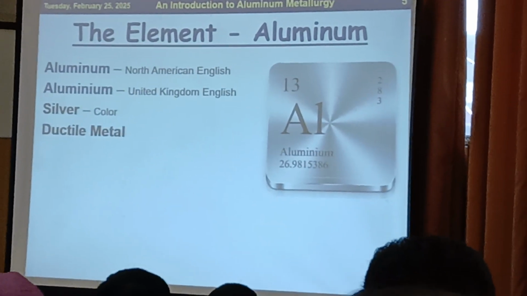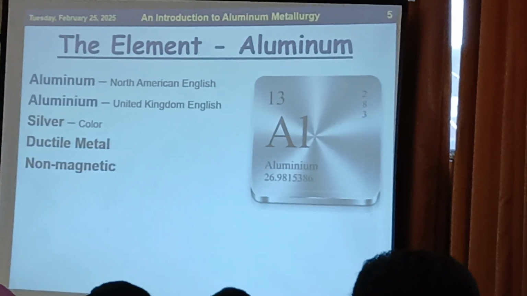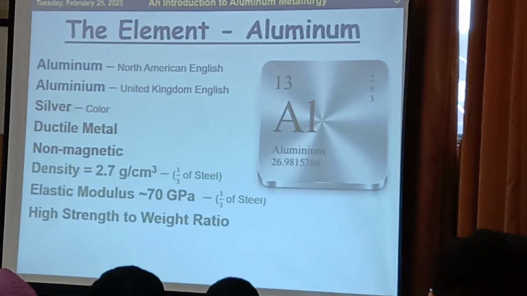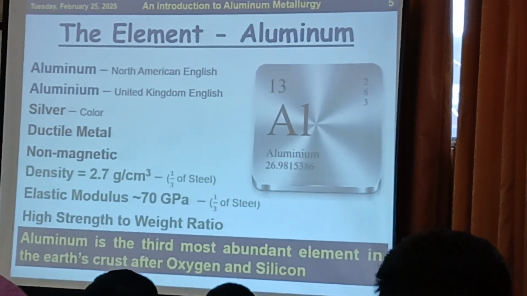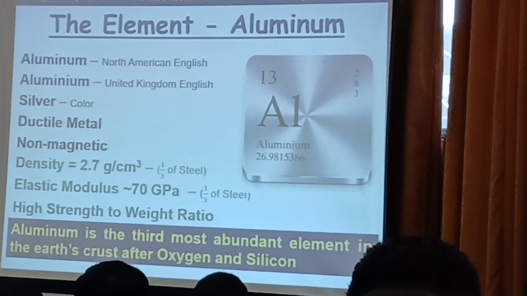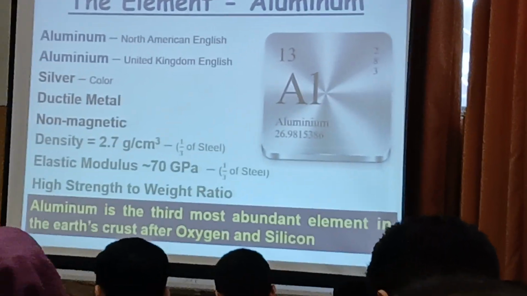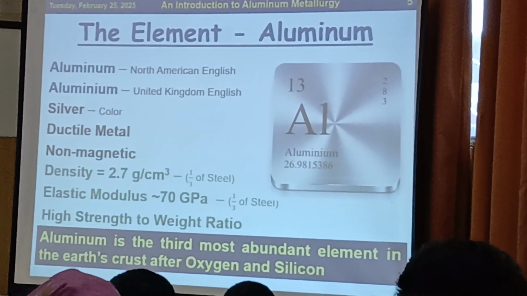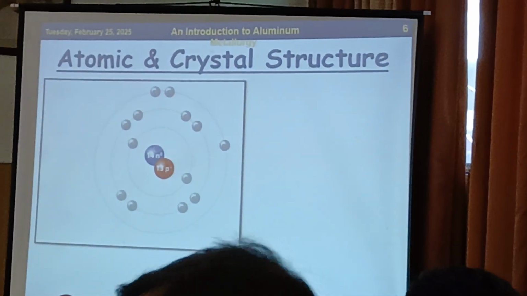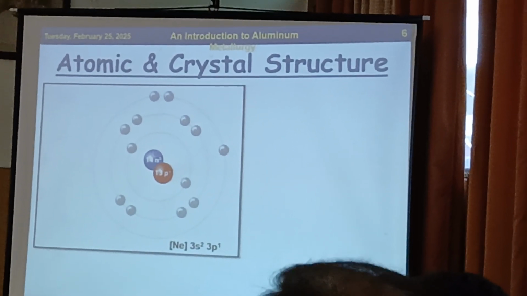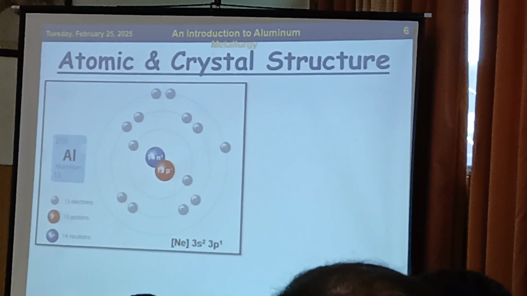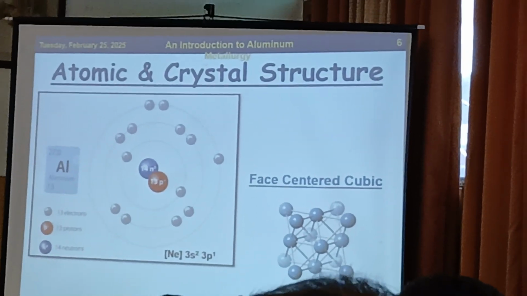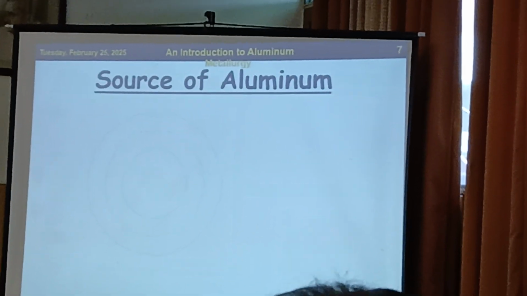It has certain physical properties, and you know aluminum is the darling of the designers and engineers all around the world because of its high strength to weight ratio. Aluminum is the third most abundant element in Earth's crust after oxygen and silicon. It has a neon shell with 3 electrons in the valence shell. Its structure is a face-centered cubic structure.